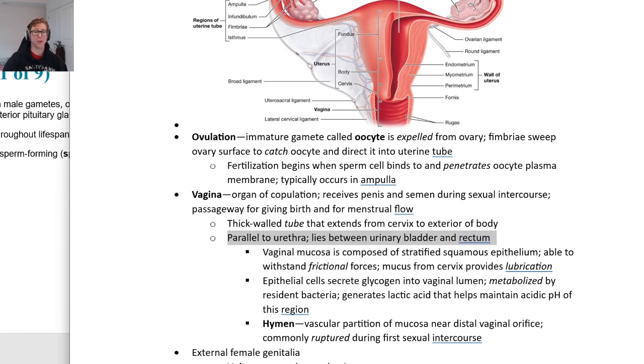So where men only essentially have one tube for pee and sperm, women have two. They have the urethra specifically for urine, and they have the vagina specifically for semen. And a baby in the opposite direction. Same with blood.